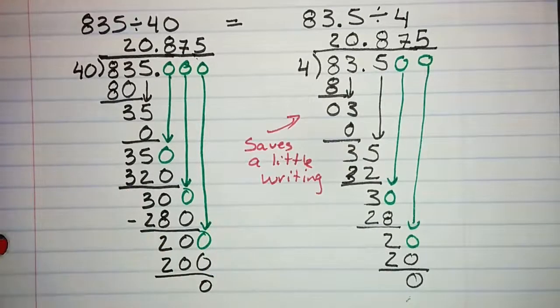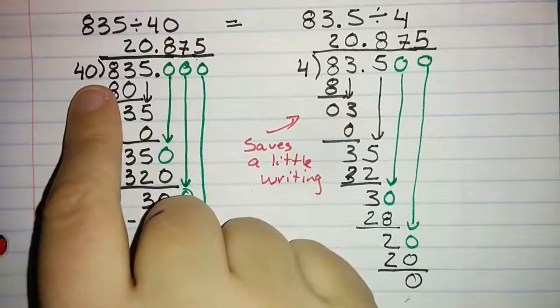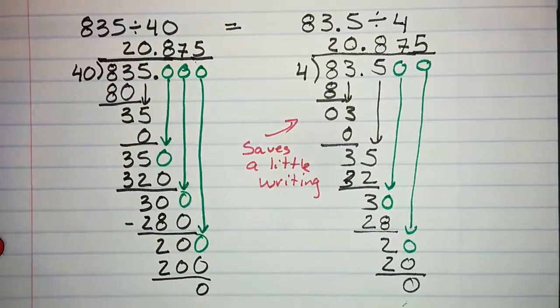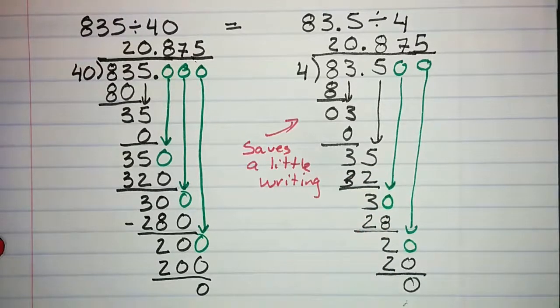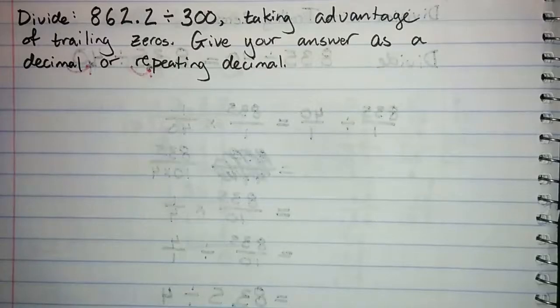Now this would have been a lot more work if we had written out every time that we multiplied by 40, if we hadn't taken advantage of this trailing 0 in the multiplication. I'm going to give you one of these to try, and though I don't demand that you use this trick every time, I do want you to practice it in this one example. Divide 862.2 by 300, taking advantage of the trailing zeros. Give your answer as a decimal or a repeating decimal. Pause the video and try this now.